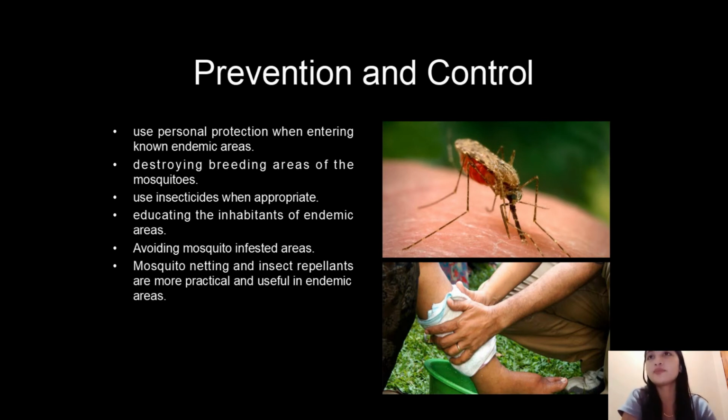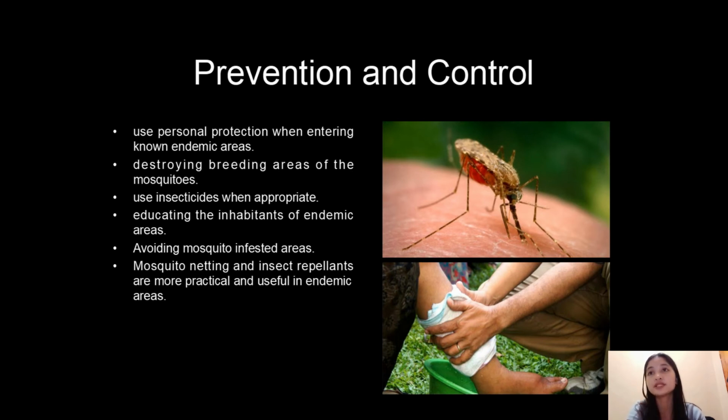So, for the prevention and control, these are the things that we have to do in order to prevent or to avoid this kind of disease. So first is use personal protection when entering known endemic areas. So if we are already aware that an area is prone or has this disease, we should be aware to use personal protection.